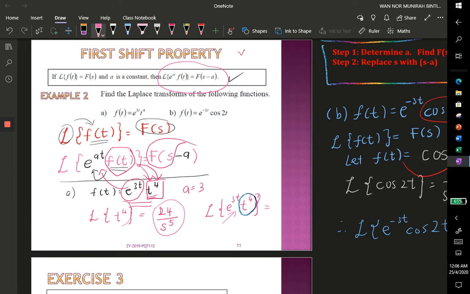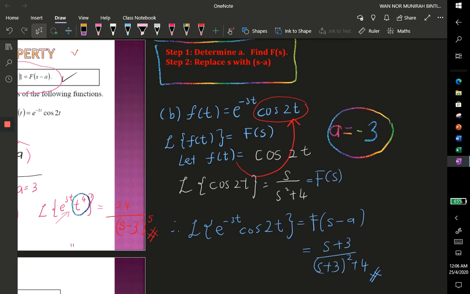It means that whenever you find your solution F(s), each time you have s, you need to replace s by s minus a. So this one is 24 over (s minus 3) to the power of 5. So this is your solution. You can see the red color. Okay, so that is the idea. I already wrote this one.